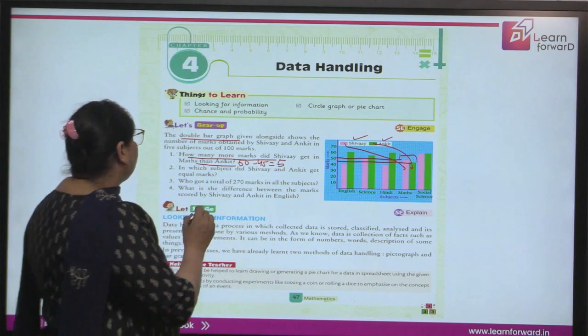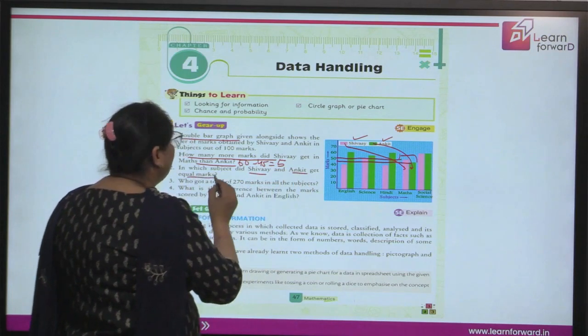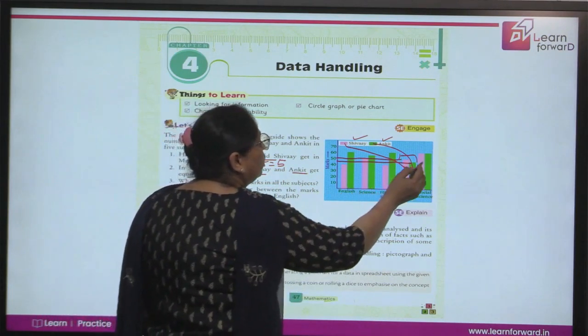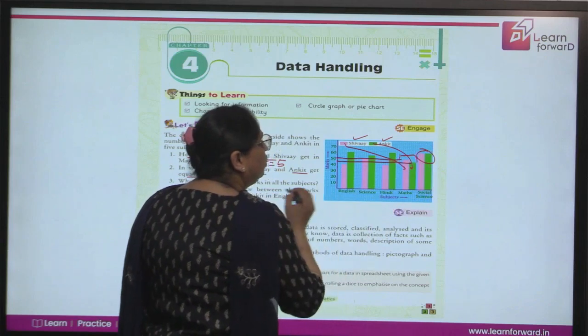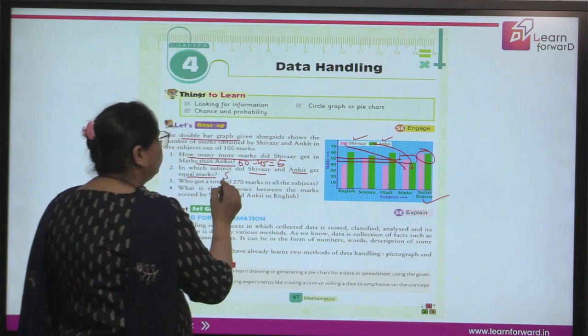Again, in which subject did Shivai and Ankit get equal marks? Equal marks you can see in this particular area. The marks of Social Science are equal. Social Science.